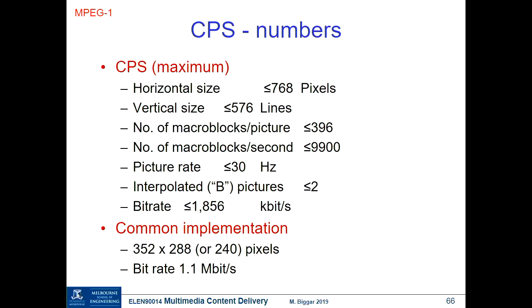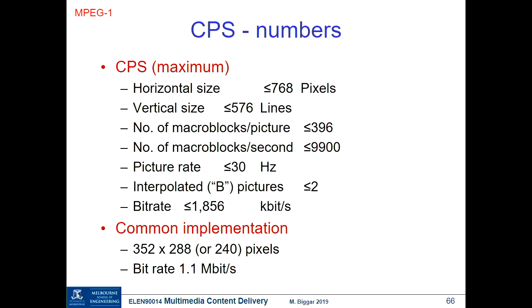So to look at the numbers, the constrained parameter set, and of course I don't want you to memorise these numbers, but it said that you could be compliant with MPEG-1 constrained parameter set so long as you could accommodate a horizontal size up to 768 pixels and a vertical size up to 576 pixels. These are standard TV resolution type numbers. Certain maximum number of macro blocks per picture, certain maximum number of macro blocks per second, because that determines how fast your processor has to be.